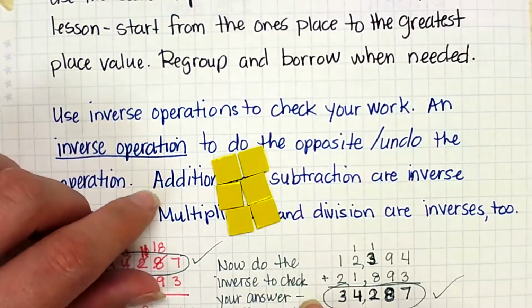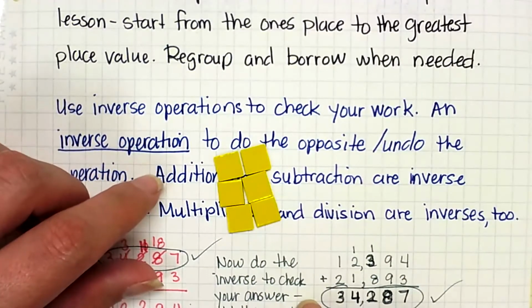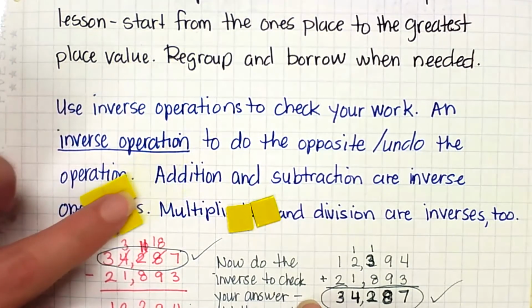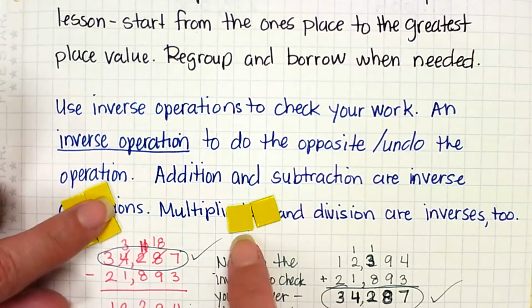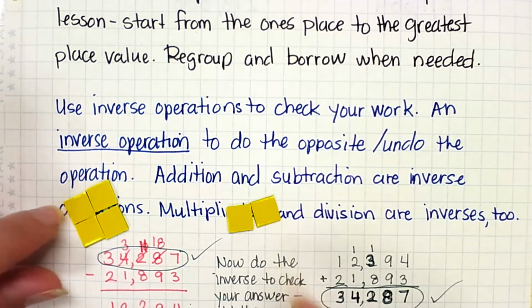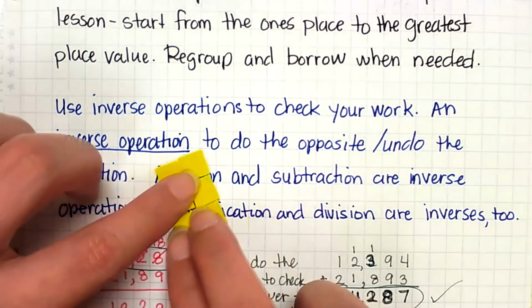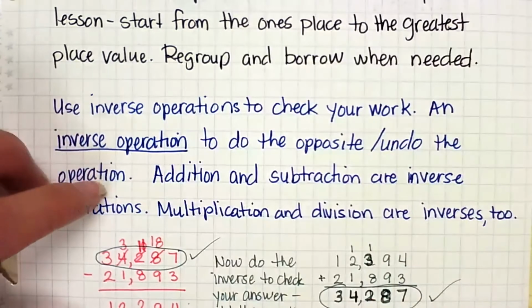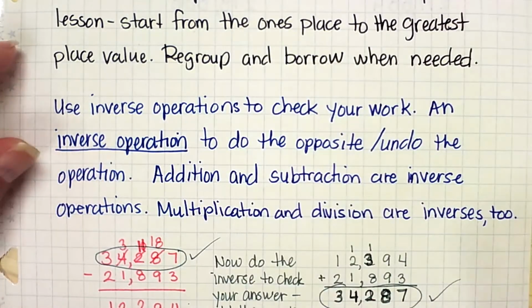Now I can undo this by doing the opposite. Instead of doing 2 plus 4 equals 6, I can do 6 take away 4, and I see that I'm left with 2. So I'm left with one of my original numbers. So the inverse operation is when you take those things apart and you undo what you did the first time.